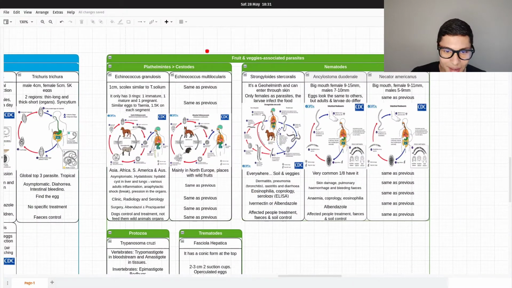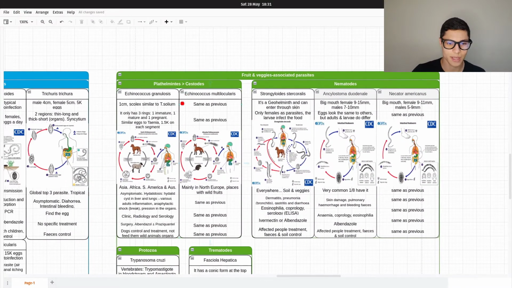This is the foodborne parasitology. Today we're going to view an interesting topic because not as many people know that we can find parasites in fruits and veggies too. So today we are going to discuss that. So let's begin.